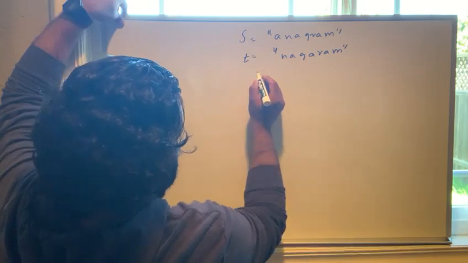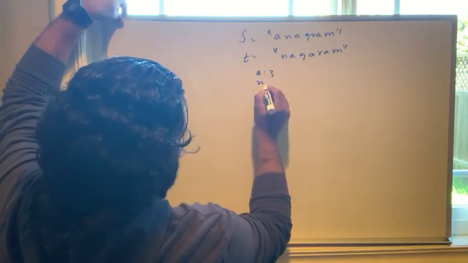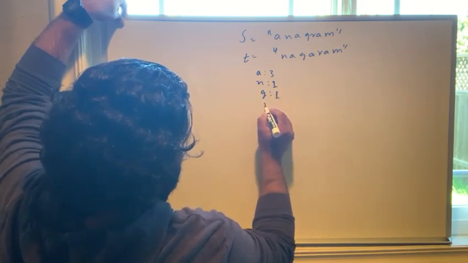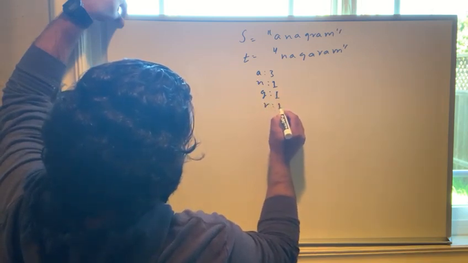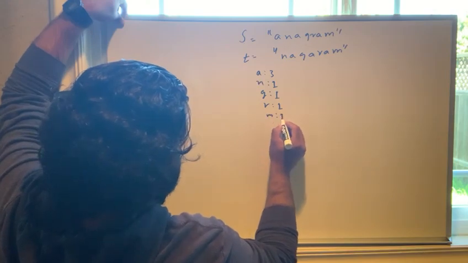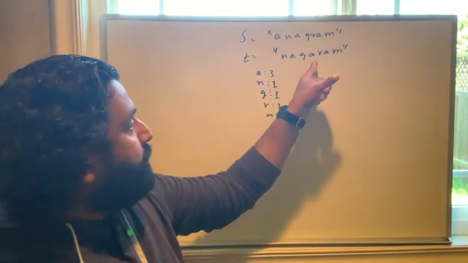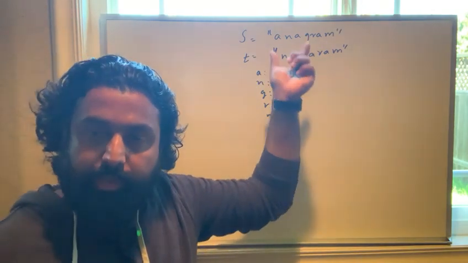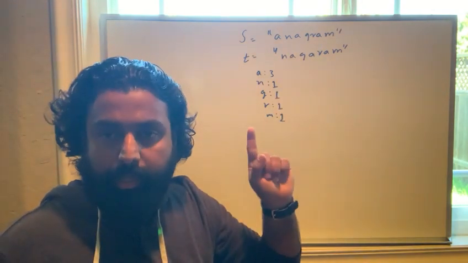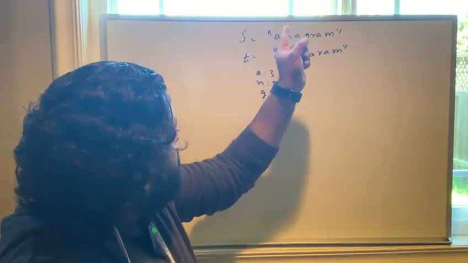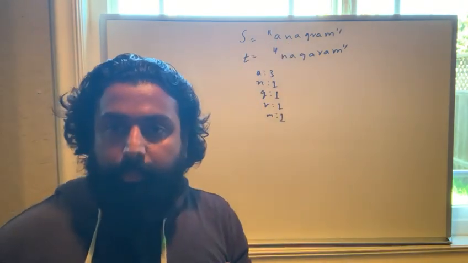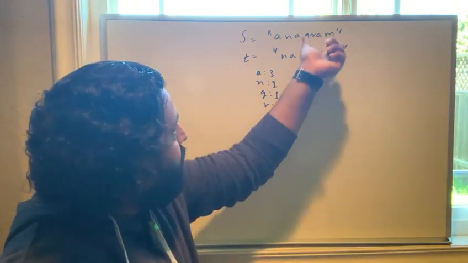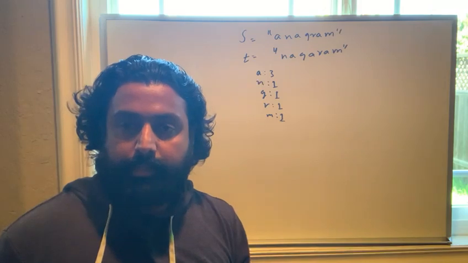So as we can see, A appears thrice, N appears once, G appears once, R appears once, and M appears once in both the strings. In T, it is rearranged, but the frequency of the letters typically appears as it appears in S. So T is a valid anagram of S.